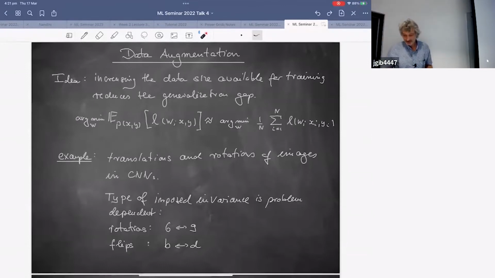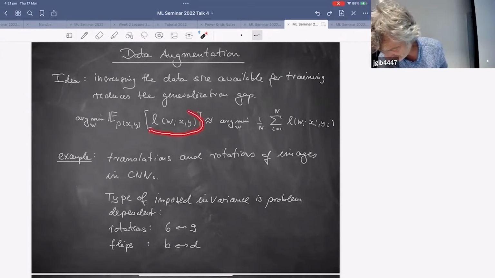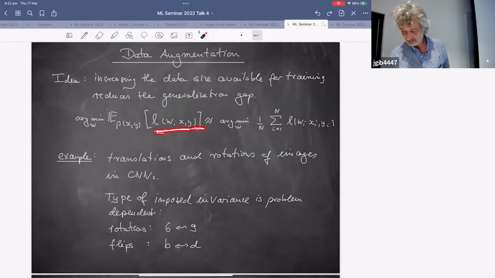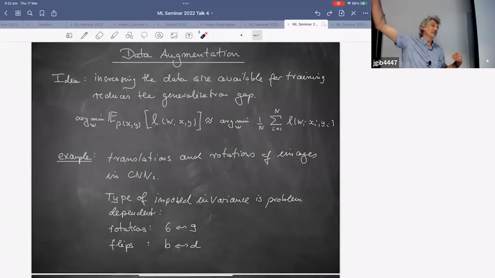So this is a very simple idea here, data augmentation. What we're after is to minimize the loss function, where we take all the x and y's from the distribution that's given to us by the data, so over all the data that are possible. If we interpret this average as a sample average, then if we take more samples, we should get a better estimate of that expectation value. So more data is typically good for decreasing the generalization gap and reducing the generalization error.